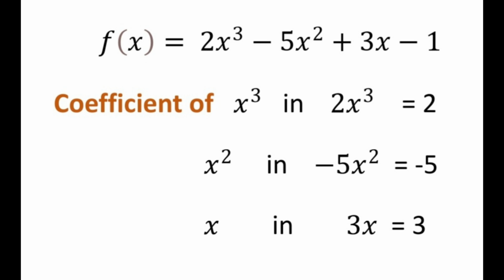For this polynomial, for each term, we can also write their coefficients. These coefficients are the numbers or integers multiplied to the variable. So, for the term 2x cube, the coefficient of x cube is 2. In the next term, minus 5x square, the coefficient of x square is minus 5. Similarly, for the term 3x, the coefficient of x is 3.